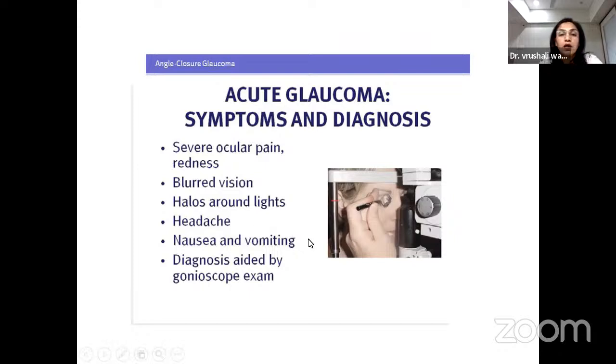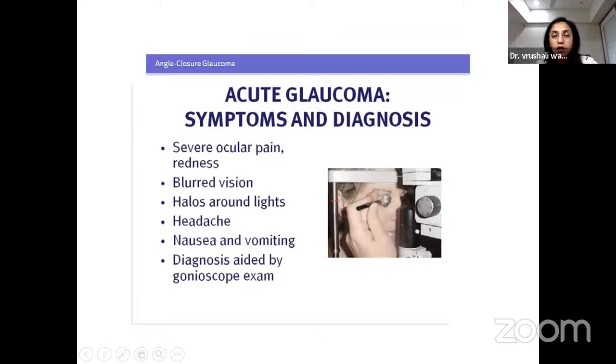Then coming to acute glaucoma. Symptoms of acute angle closure glaucoma are severe pain, redness, and blurring of vision; vision is drastically affected during an acute attack. The patient complains of rainbow-like lights, or halos around the lights, because of the corneal edema. Along with this, there are complaints of headache, nausea, and vomiting.